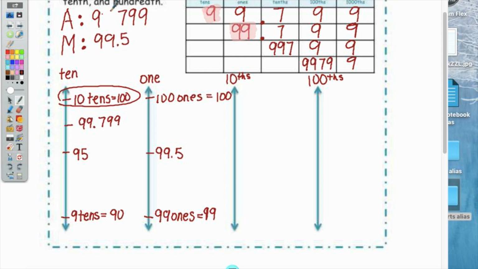Actual is... Okay, so take a look at it. The 9's are the same, the 9's are the same. What about the 7 and the 5? The actual is higher. Okay, so if the actual's higher, where do I write it? Above.